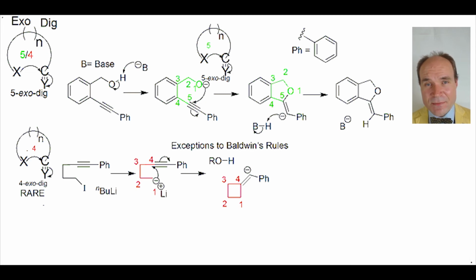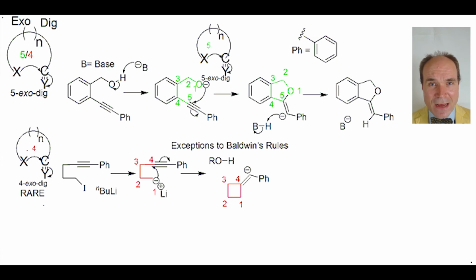The first atom to be attacked in this ring formation is carbon 4, and we already said this is part of the alkyne, so it's diagonal or dig. So what we're looking at is 4-exo dig.